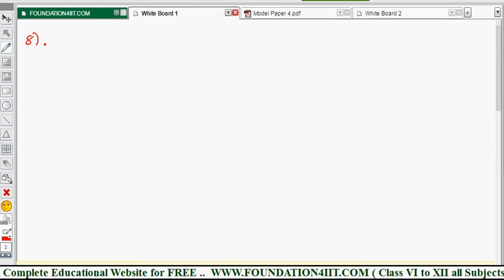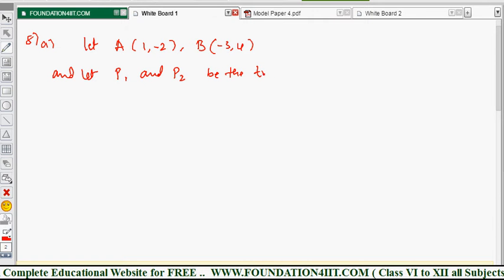So let's take the 2 points A and B. These two are given: A is (1, -2) and B is (-3, 4). We need to find the trisection points. So let P1 and P2 be the 2 points of trisection.